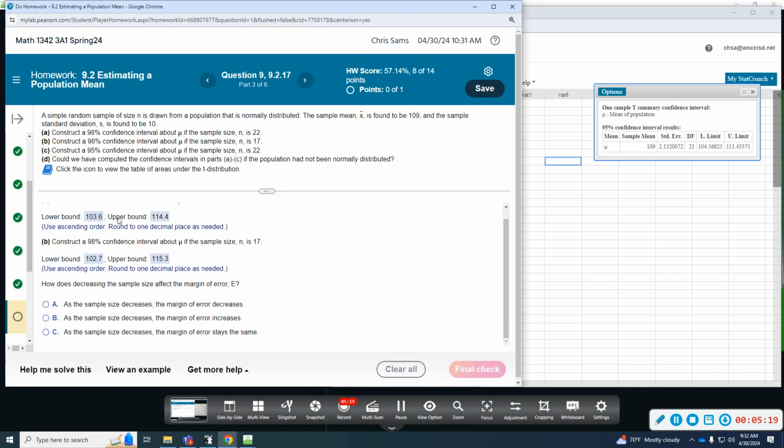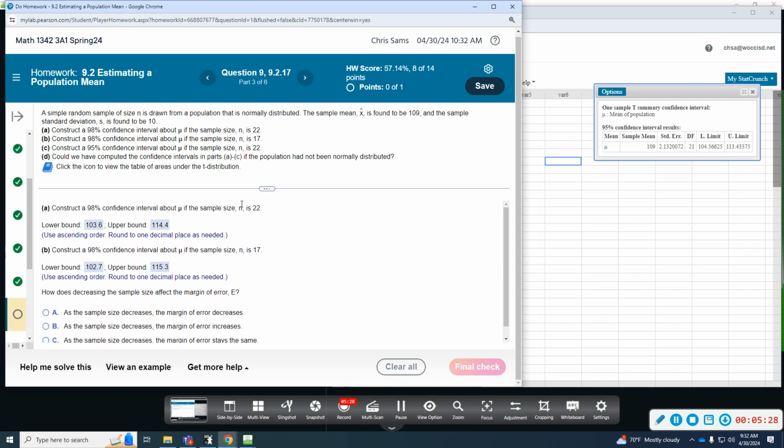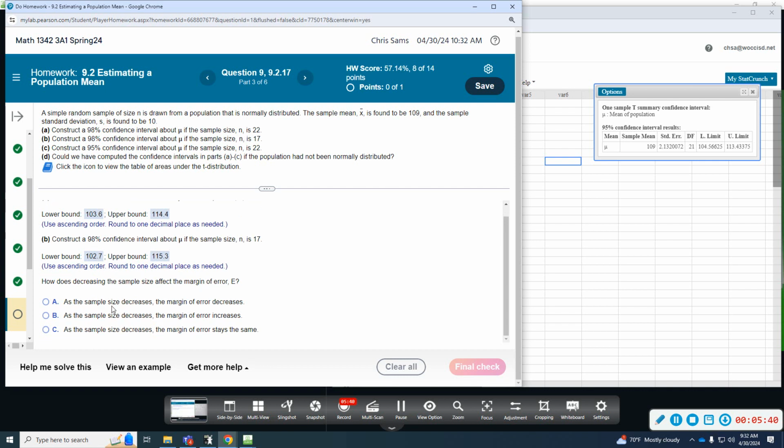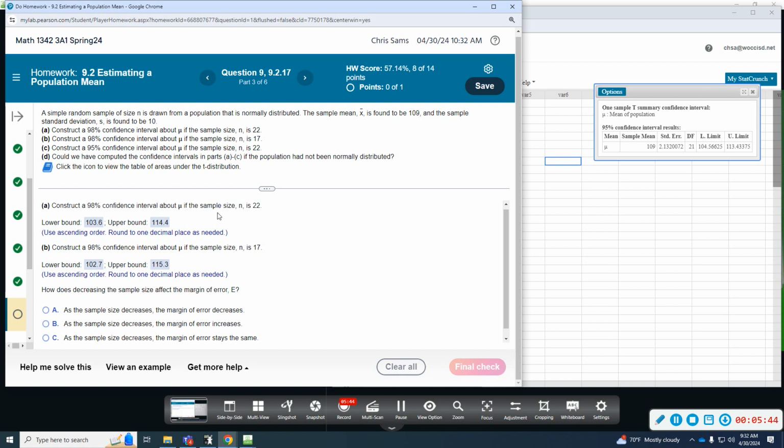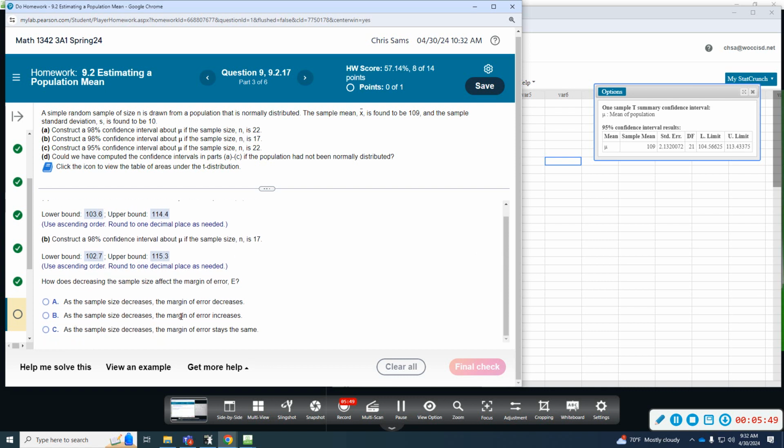I guess it's not asking that yet, but I have that right here. It says, how does decreasing the sample size affect the margin of error? Sample size was 22, and then it went down to 17. So the margin of error got bigger. Decreasing the sample size means I'm going to have more error. Sample size went down, the interval got bigger, so there's more error. Sample size decreases, error increases. Okay.